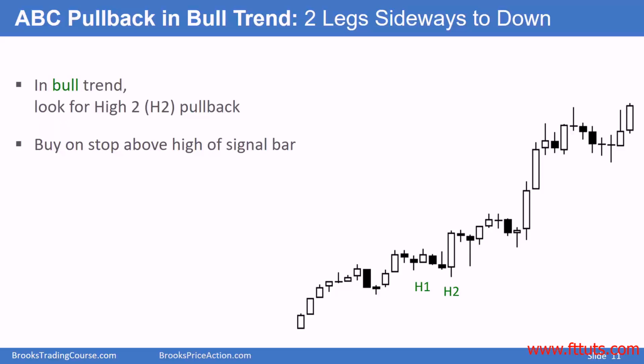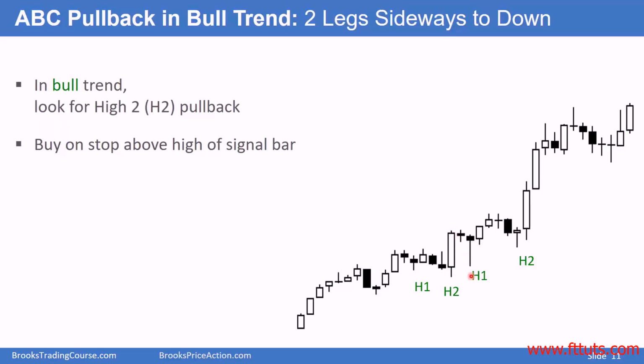Some traders would also call that an ABC pullback. So you have a bull trend and then A, B, C. A three-legged correction, two legs down, one leg up. A leg down, B leg up, C leg down, and then bull trend resumption. And traders would buy using a stop order above the high of the bar.